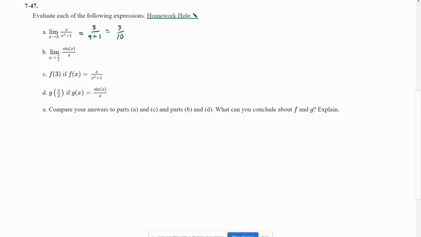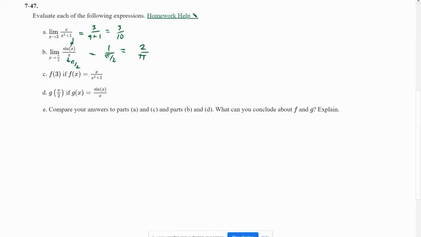For example, B, the sine of pi over 2 is 1, and then we could replace x with pi over 2, so we get 1 over pi over 2, which is 2 over pi.